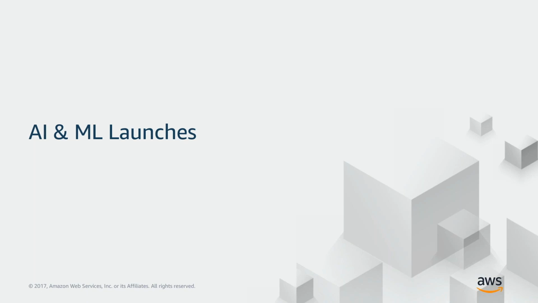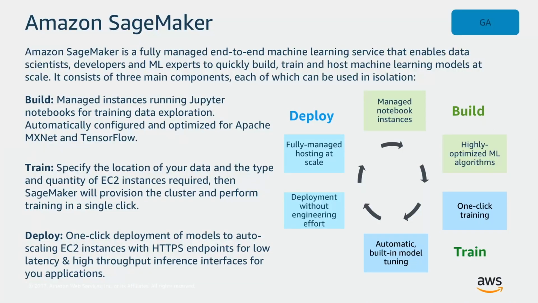So to start off, we're going to cover artificial intelligence and machine learning. Over to Jared. Hi everyone, I'll start by introducing Amazon SageMaker, which provides an easy way to build, train, and deploy machine learning models for everyday developers.